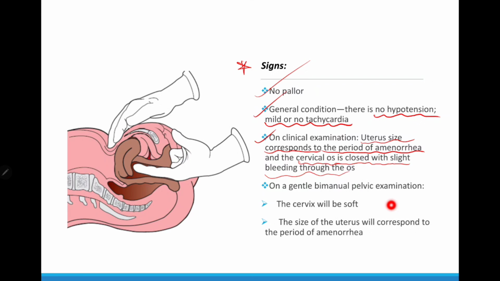On a gentle bimanual pelvic examination, which they are doing here, this figure shows a bimanual pelvic examination. The cervix will be soft and the size of the uterus will correspond to the period of amenorrhea. So this is the classical sign. There are not many general signs or pallor, but on clinical examination you just need to remember this point: the uterus size will correspond to the period of amenorrhea and the cervical os will be closed with slight bleeding through the os.